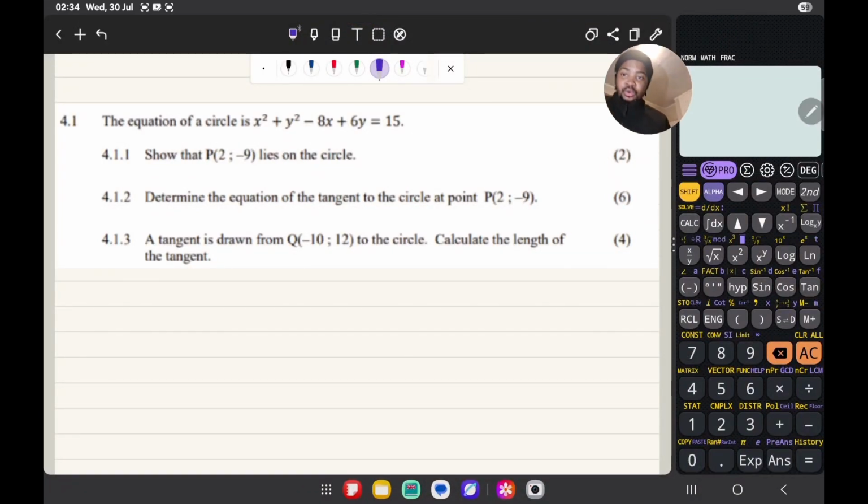Hola. So, question number 1. We have the equation of a circle, and we can already see that the center is not the origin. Then they say show that the point P lies on the circle. So basically you're going to substitute this point into x and y, and if we don't get 15, it doesn't lie on the circle, but if we get 15, it lies on the circle.